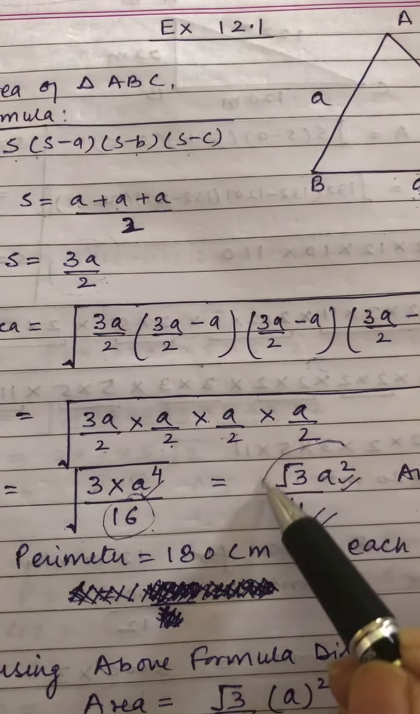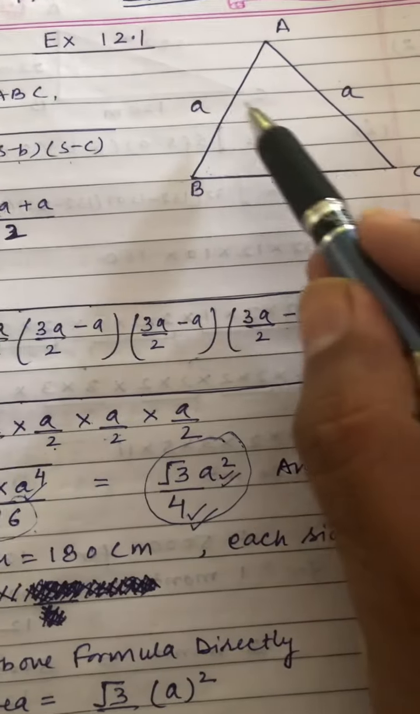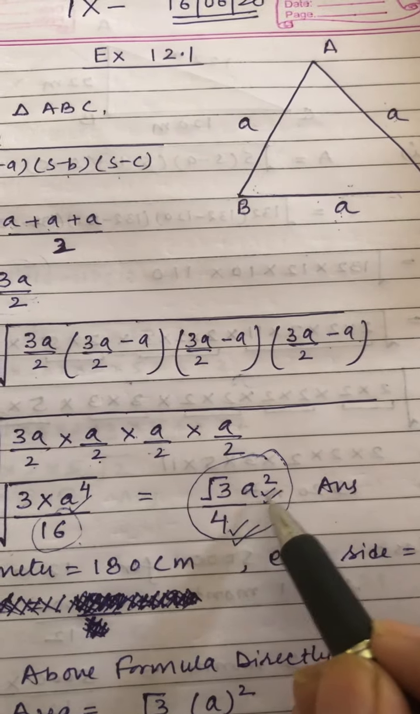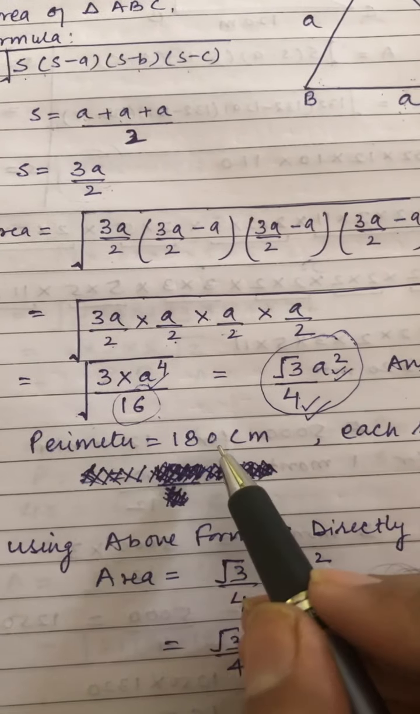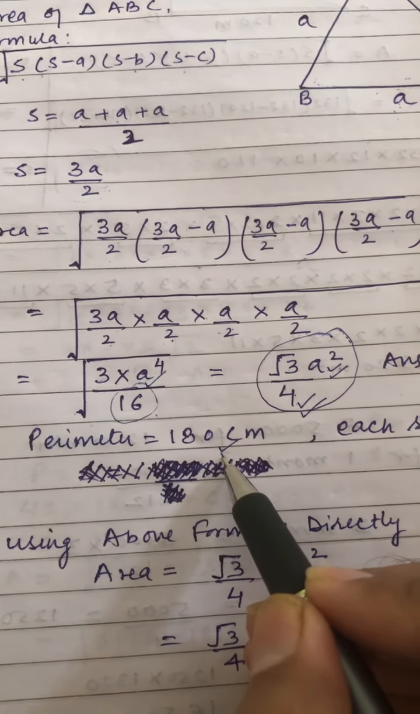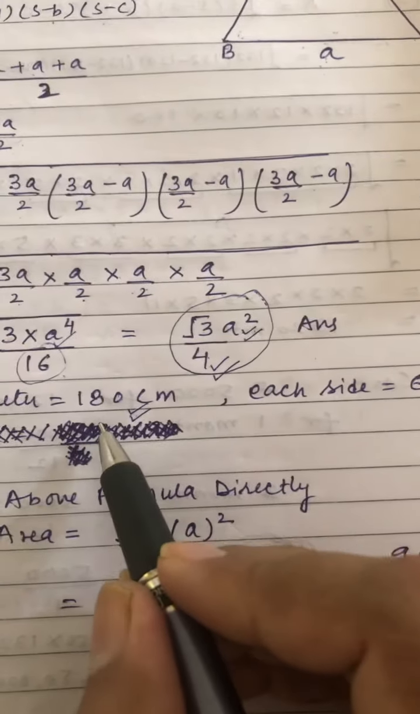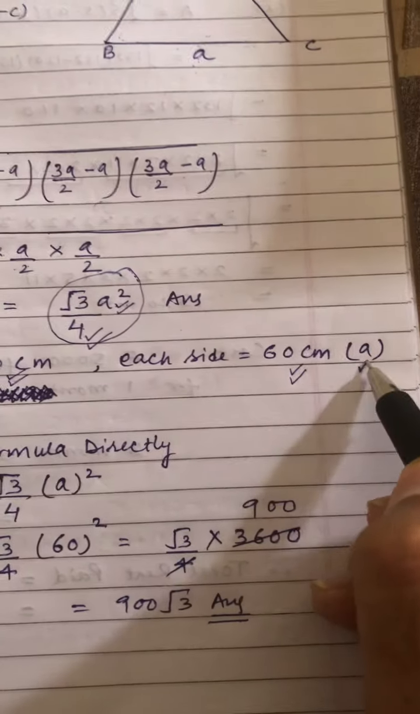So this you can learn as a formula also, that the area of an equilateral triangle whose side is A is given by root 3 upon 4 A square. Now for the second part, the perimeter is given as 180 centimeter. So each side will be 180 divided by 3, that is 60 centimeter. So this is the value of A now.